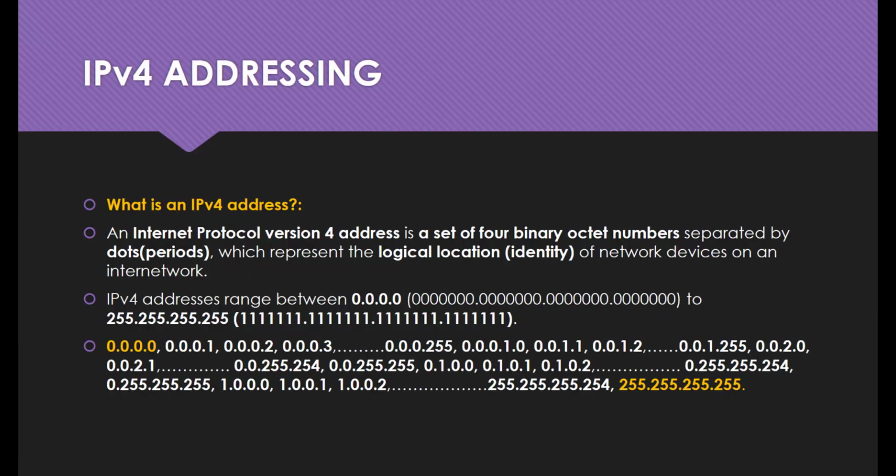So what is an IP version 4 address? An IP version 4, which is Internet Protocol version 4 address, is a set of 4 binary octet numbers separated by dots, also known as periods, which represents the logical location, that's the identity of network devices on an internet network. IP version 4 addresses range between 0.0.0.0 to 255.255.255.255.